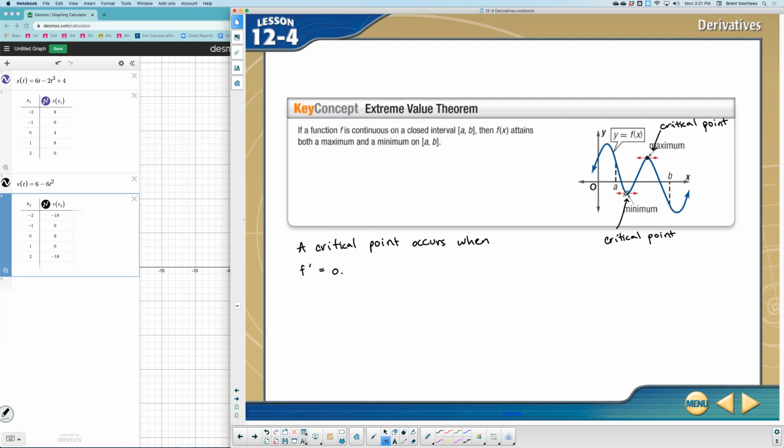So anytime it equals 0, you have a critical point, and we will also test on the bounds a and b. On this picture, what's actually wrong is this point right there would be considered the minimum. That is the minimum.